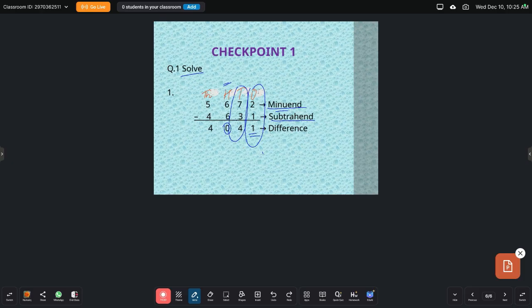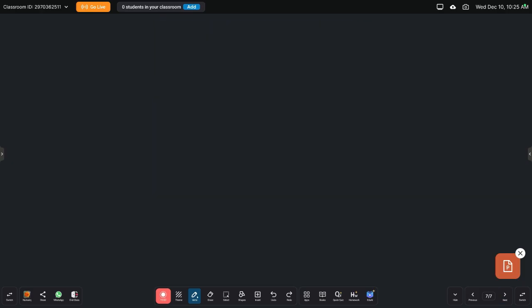Fine. Now move to the next column, the thousands column. In the thousands column, we have 5 as minuend and 4 as subtrahend. So 5 minus 4 is 1. Fine. So the rest of the parts you will do yourselves.